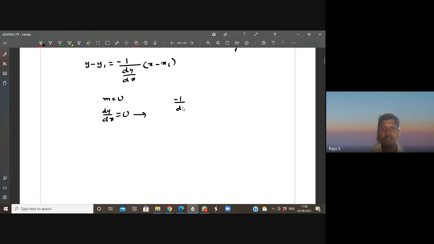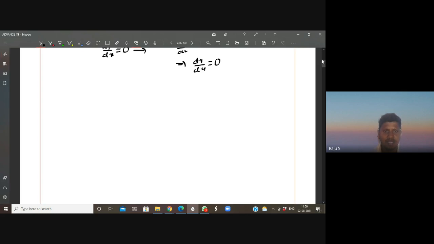So minus 1 by dy by dx. What about the slope of the y-axis? Both will be perpendicular to each other, x-axis and y-axis, right? So minus 1 by dy by dx is equal to 0, nothing but dx by dy is equal to 0. So the slope of the y-axis is given by dx by dy is equal to 0. So with the help of partial derivatives also, we will get the slope of the tangent and slope of the normal.